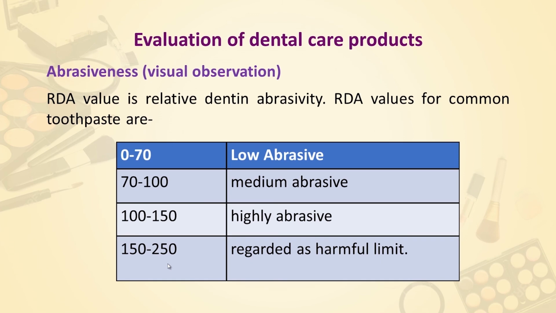Now, moving to the evaluation of dental products. Dental care products, especially toothpaste, are evaluated for abrasiveness. This is the first evaluation parameter, done by visual observation. Abrasiveness can be tested by rubbing the toothpaste or tooth powder on an extracted dental set and then observing the abrasive function visually or mechanically. This is the way of performing the abrasiveness test.